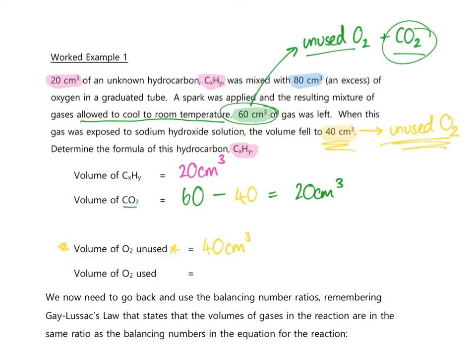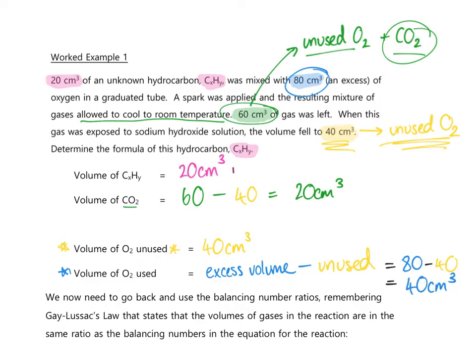Finally, we need to work out the volume of oxygen that was used. How do we work that out? Well, what we need to do is take the starting volume, our excess volume, and take away the volume of unused oxygen. So that's going to be our starting volume of oxygen. The excess value was 80, and 40 centimetres cubed were unused. So that gives us a total volume of 40 centimetres cubed that did react.